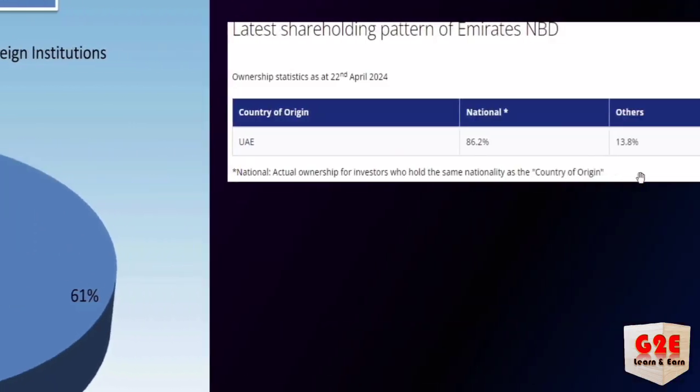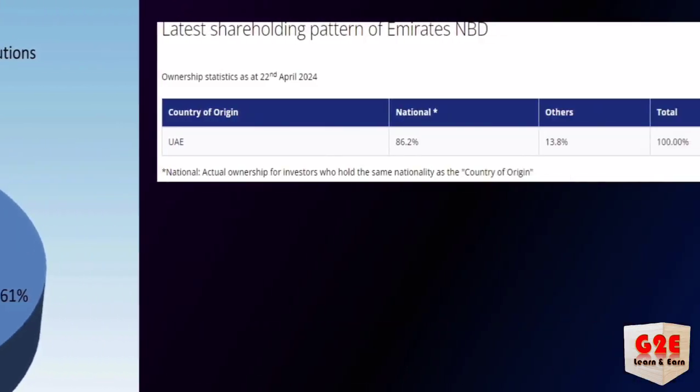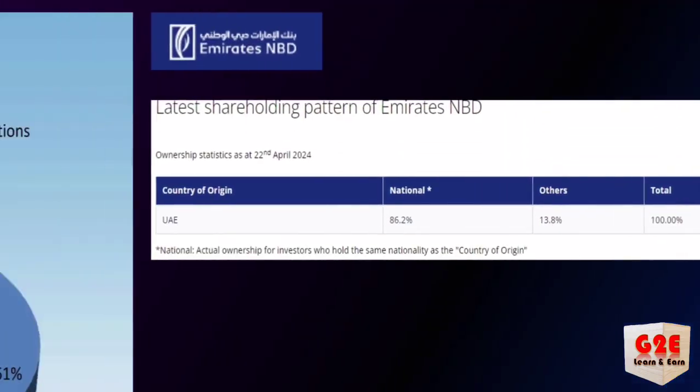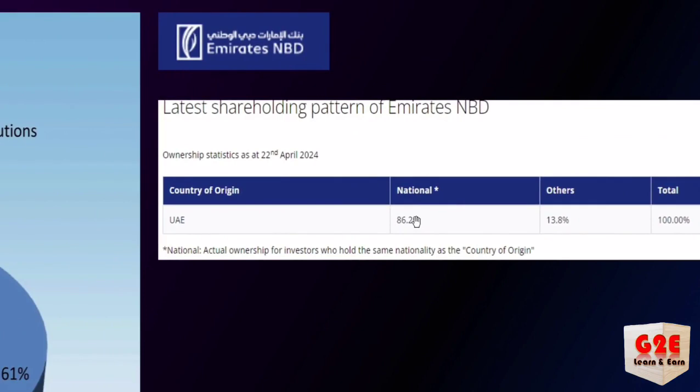And for the UAE point of view, I have selected Emirates NBD. If you look at Emirates NBD, UAE nationals have 86.2%. Those who are nationals of the UAE can get 86.2%. And for other people, that is people from other countries, it is 13.8%. The total will be 100%.